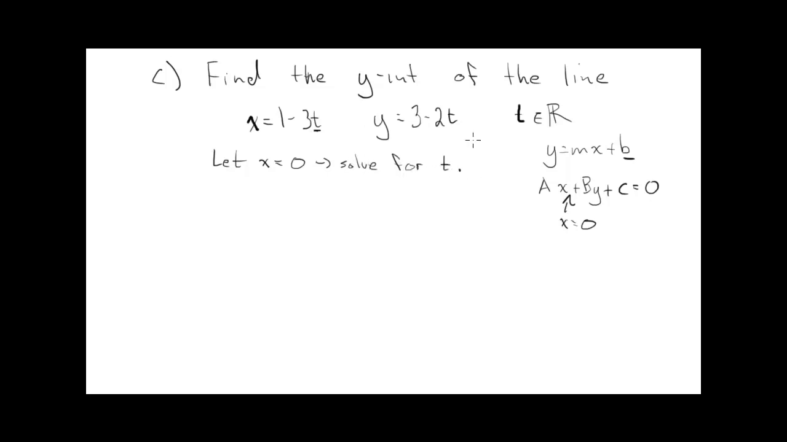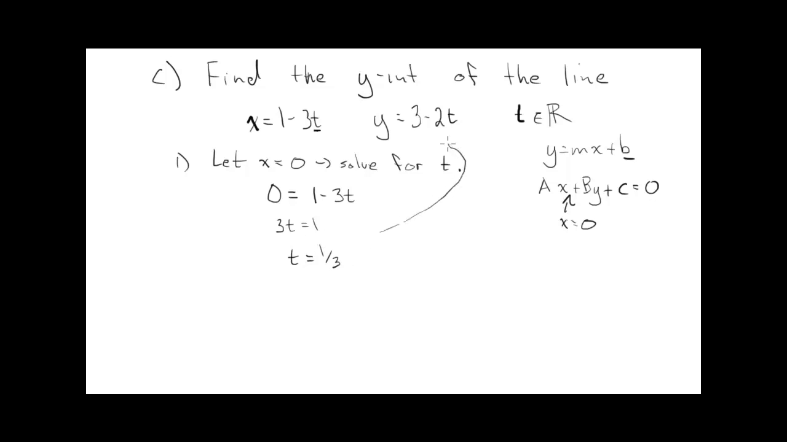What would we then do? Well, let's do that. So let's let x equal 0. So this is step one, let x equal 0. So I'm going to get 3t equals 1. T is a third.